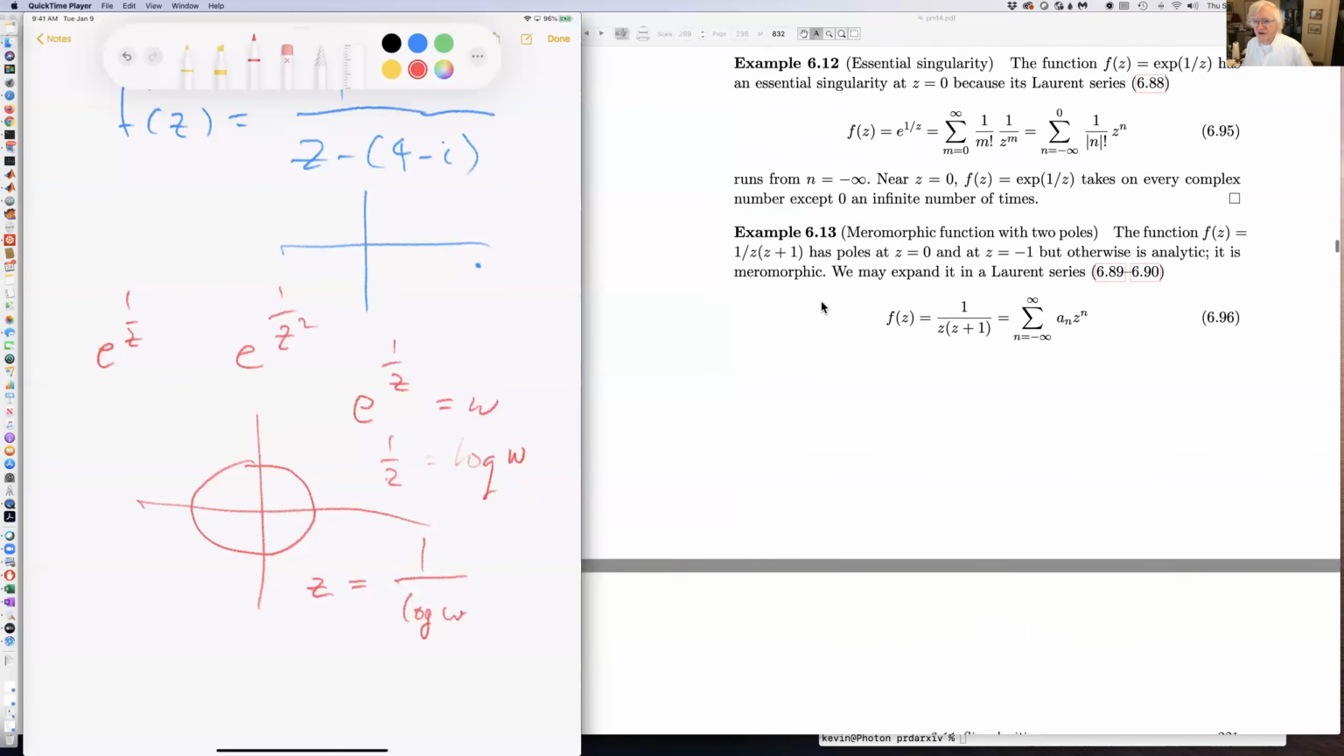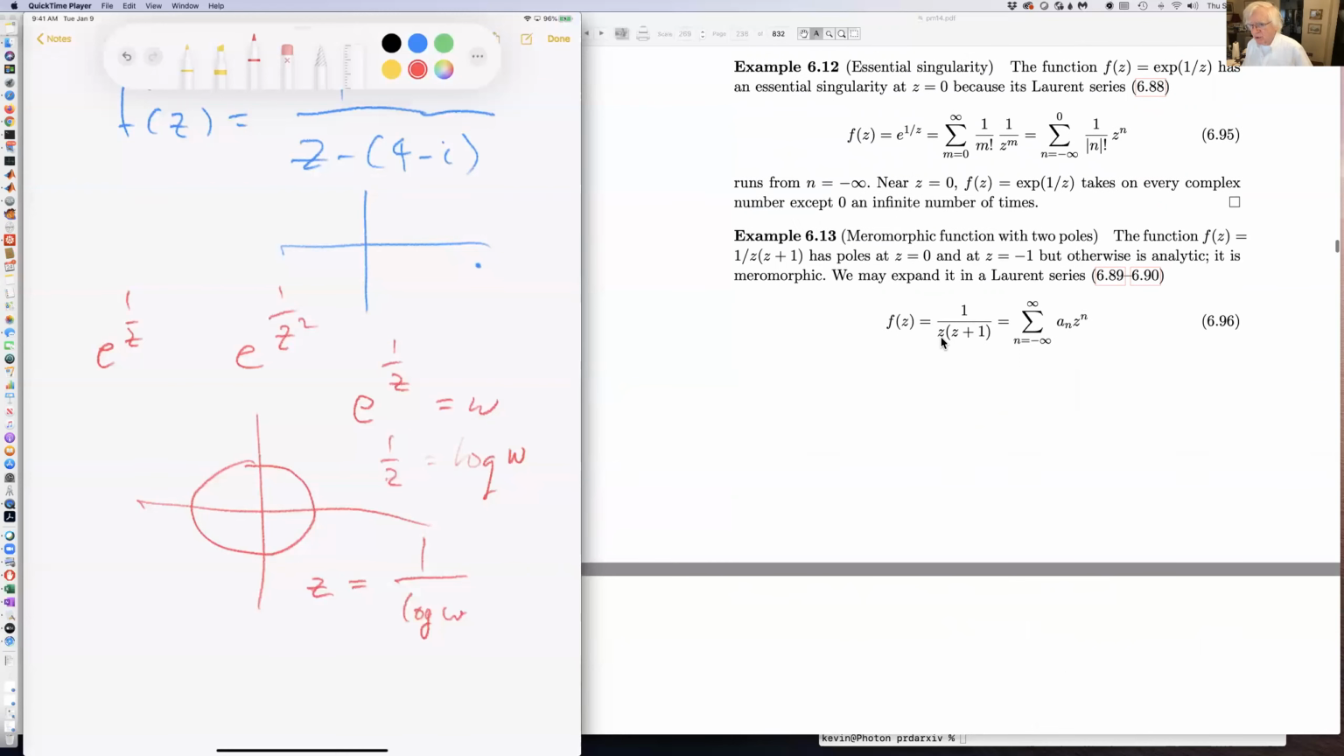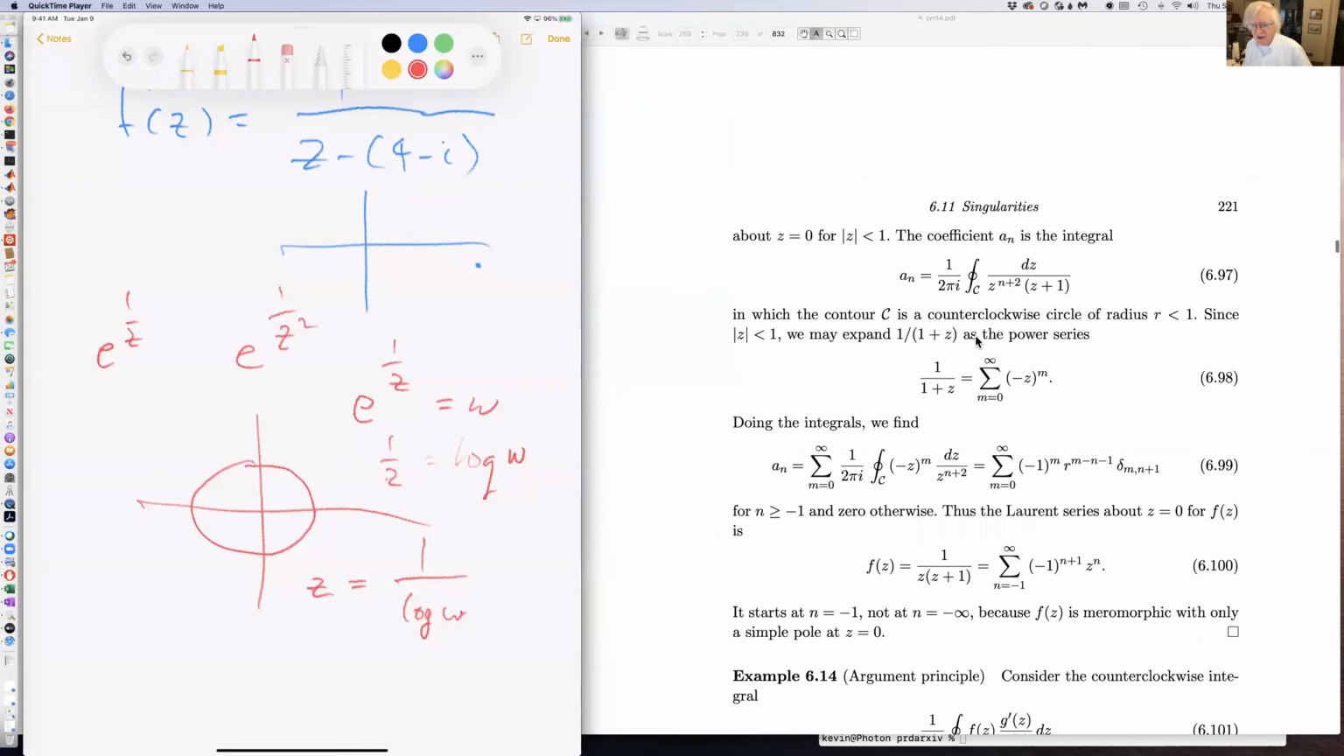A meromorphic function with 2 poles. Well, this has a pole at 0 and a pole at -1.